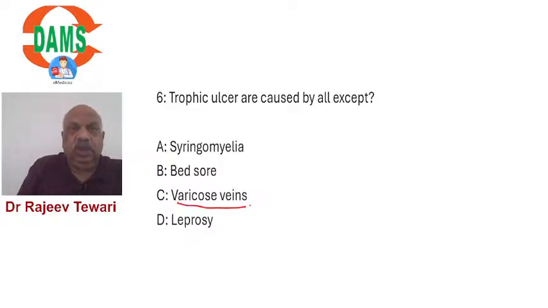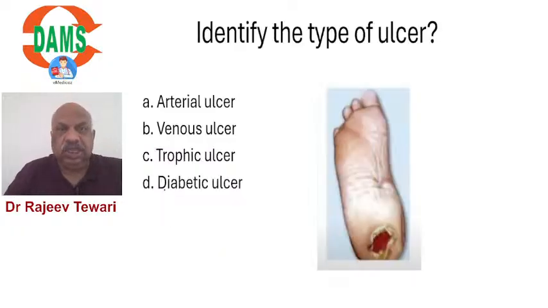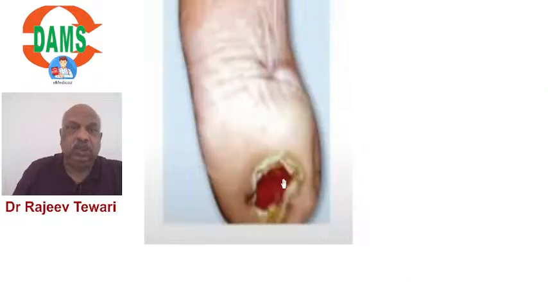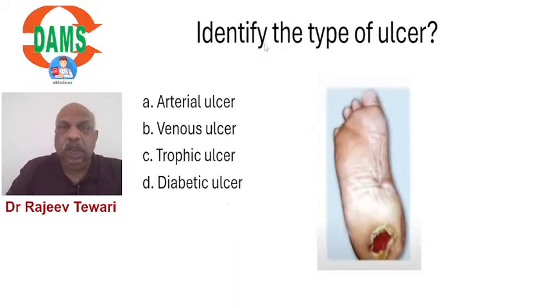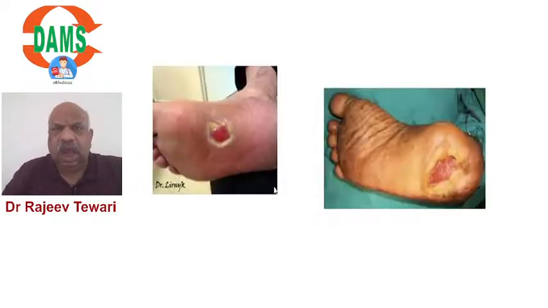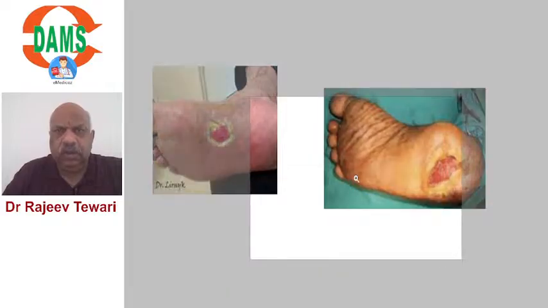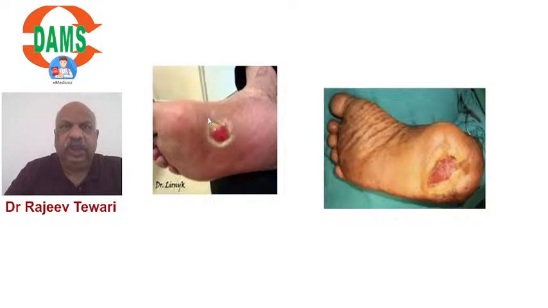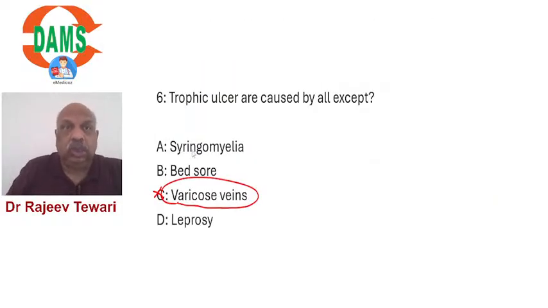Varicose vein will cause varicose ulcer, venous ulcer, not trophic ulcer. So, this is a classical picture of trophic ulcer, usually on the pressure point, like the malleolus or this heel or here, or bed sore, and the edges will be kind of scarred and atrophic with granulation tissue at the base. This is the classical trophic ulcer picture. Seen in neurogenic causes or pressure causes, syringomyelia, bed sore, they all are trophic ulcers.